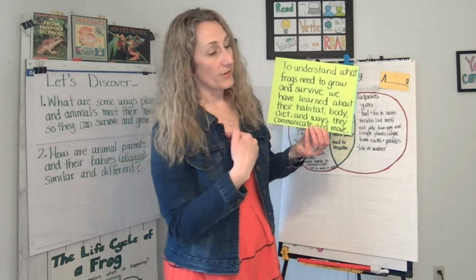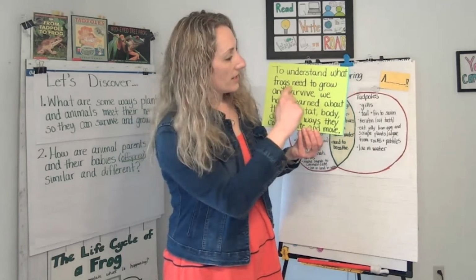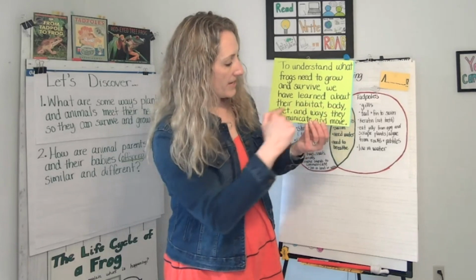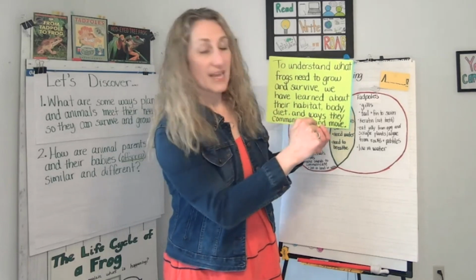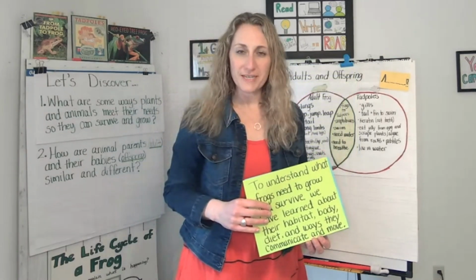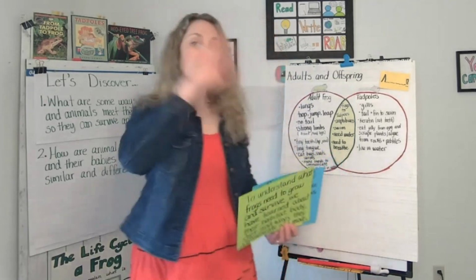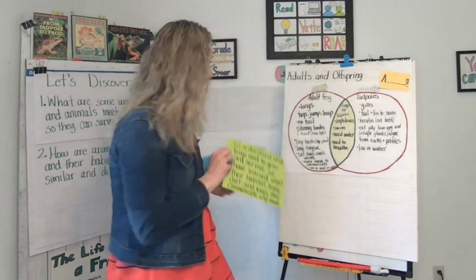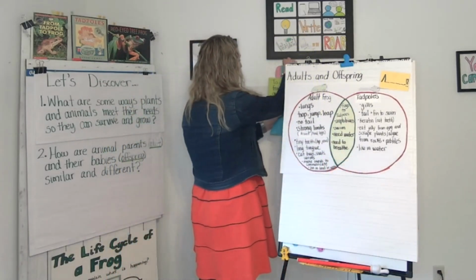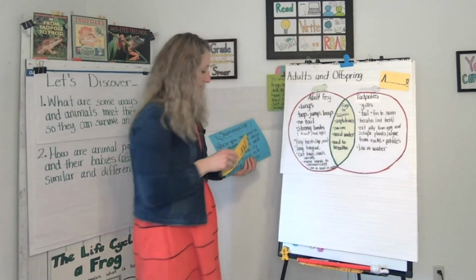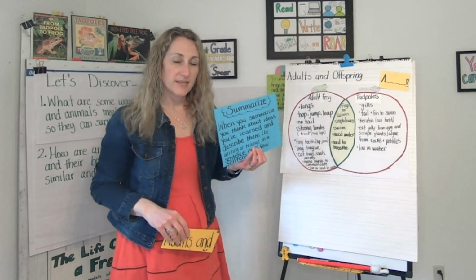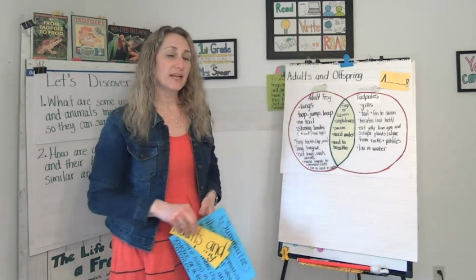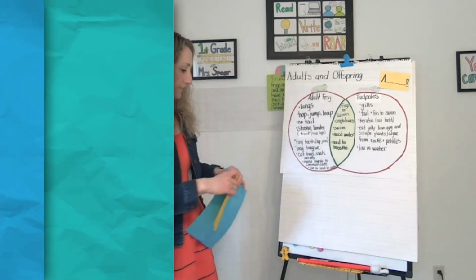This is my summary. To understand what frogs need to grow and survive, we have learned about their habitat, body, diet, and ways they communicate and move. Would you agree? Great. I took all those big ideas and many different types of learning and put it into this one big sentence. So now that we know what it means to summarize, we're going to put some of this into action because we're going to be looking at facts about adults and offspring and trying to write a summary together.